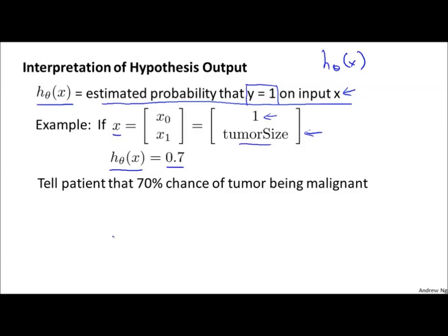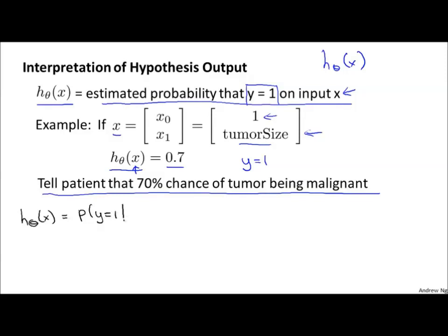I'm going to interpret my hypothesis as follows. I'm going to say that this hypothesis is telling me that for a patient with features x, the probability that y equals 1 is 0.7. In other words, I'm going to tell my patient that their tumor, sadly, has a 70% chance, or a 0.7 chance, of being malignant. To write this out more formally, in math, I'm going to interpret my hypothesis output as p of y equals 1 given x, parameterized by theta.